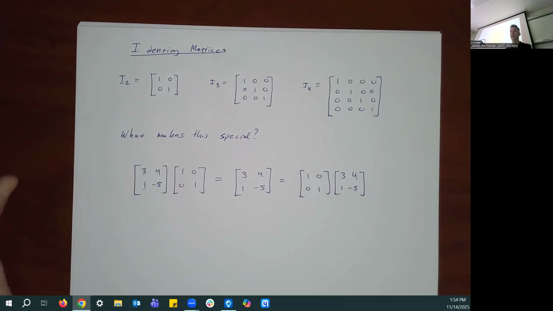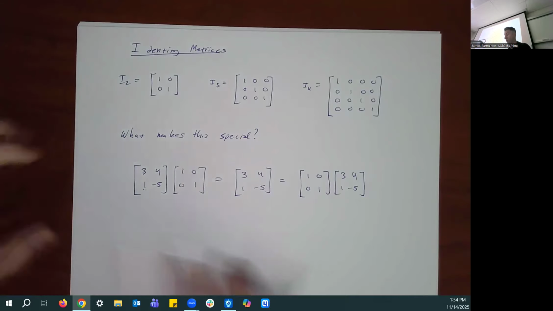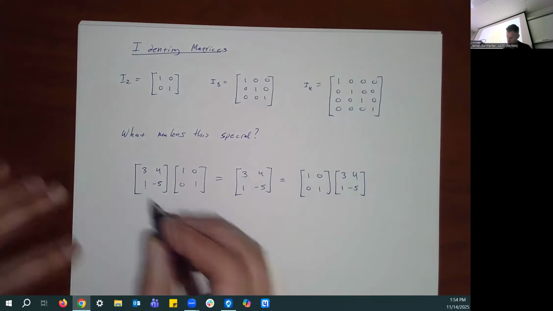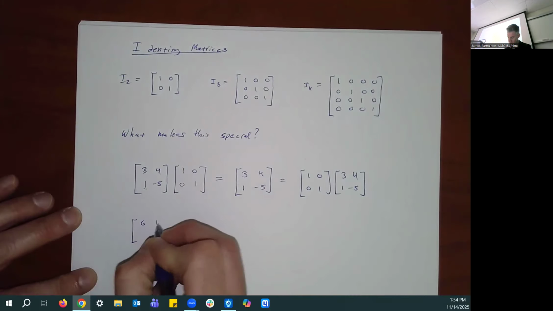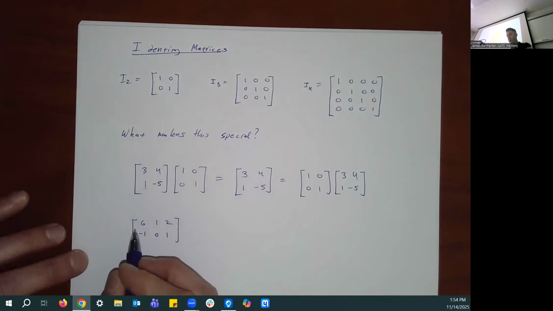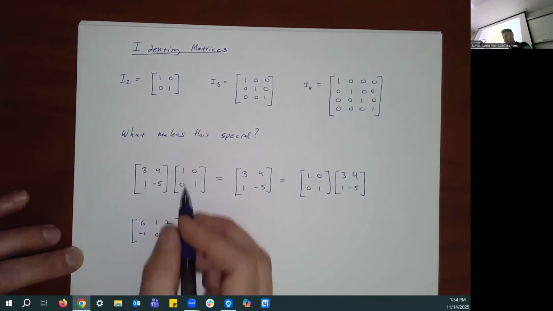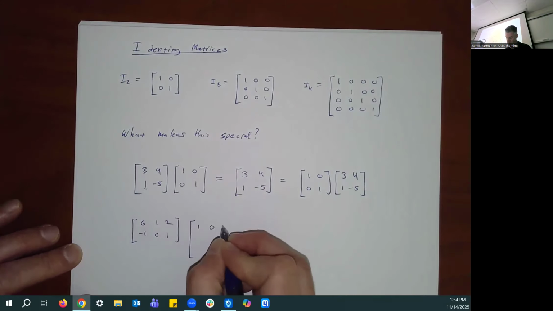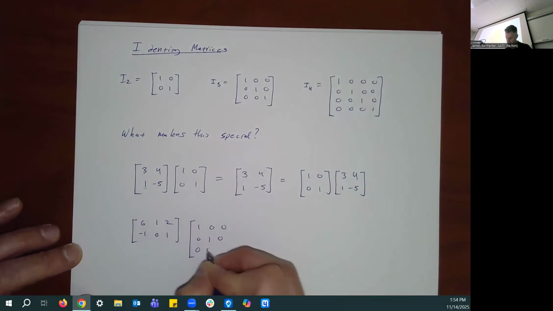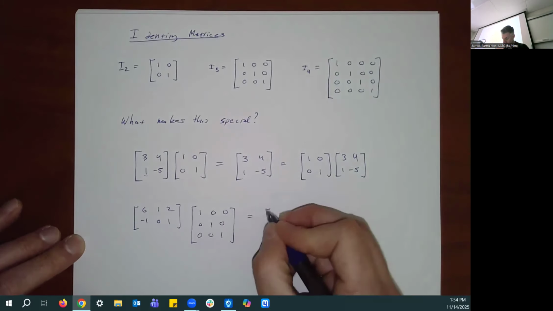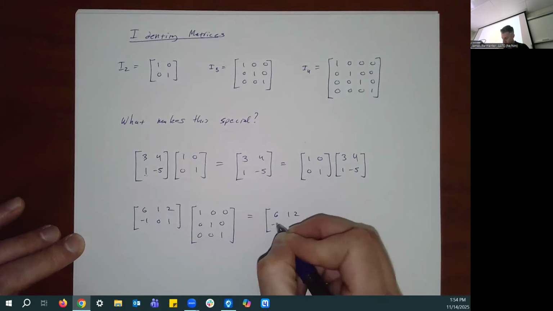It's also true if your matrix isn't square. For example, we look back at our matrix C, which was 6, 1, 2, -1, 0, 1. To multiply by an identity matrix on the right, it has to be a 3 by 3 identity matrix. But if you did that multiplication, you would exactly get the same matrix back, 6, 1, 2, -1, 0, 1.